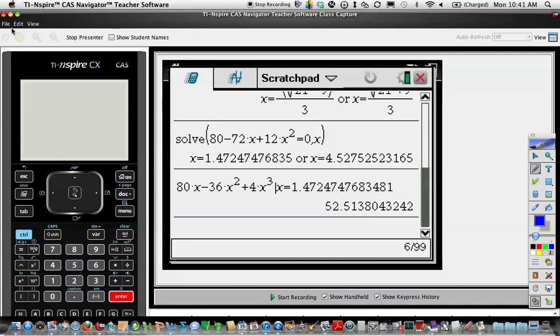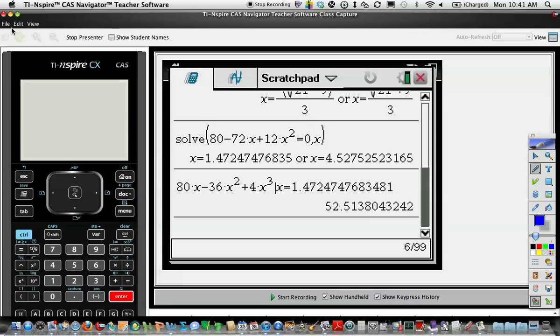Okay, so now your answer would just depend on what question was asked. If it said, how big of a square should you cut out of the box to get the max volume, you'd say, well, you want to cut a square whose dimensions are 1.472 by 1.472. If it says, what's the max volume, it might ask both questions. What's the max volume generated when you cut out those squares? Then it would be this. But that's what a max-min volume question looks like.